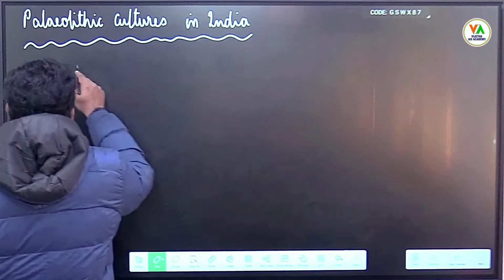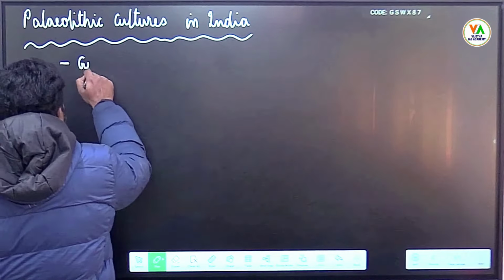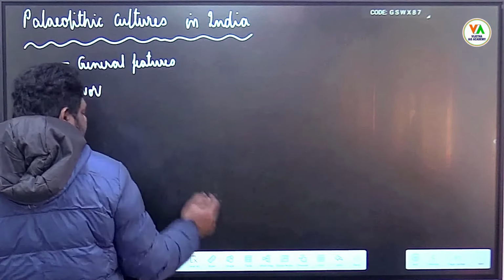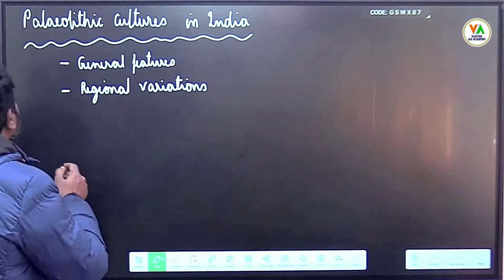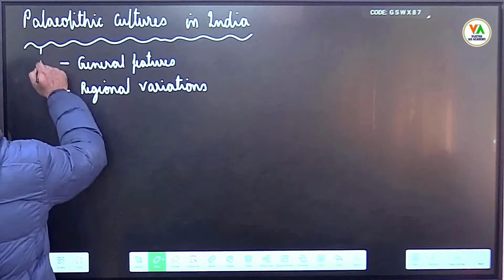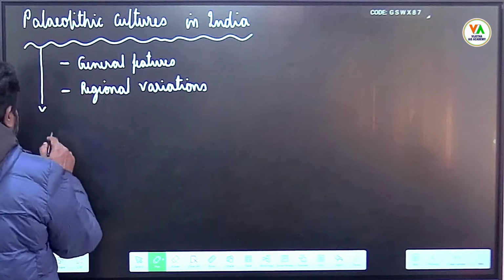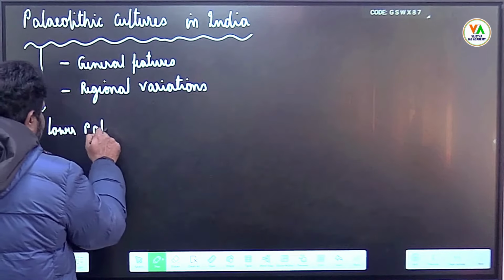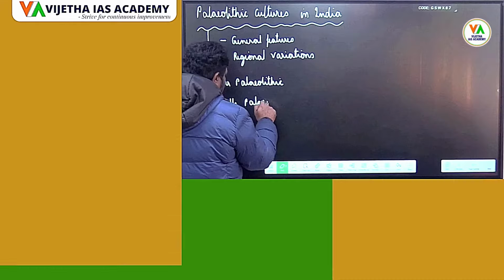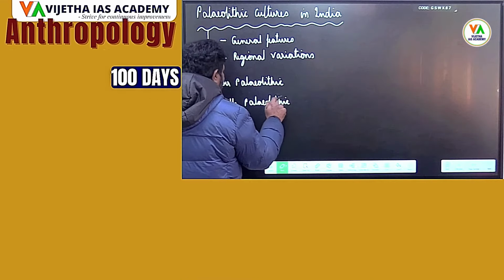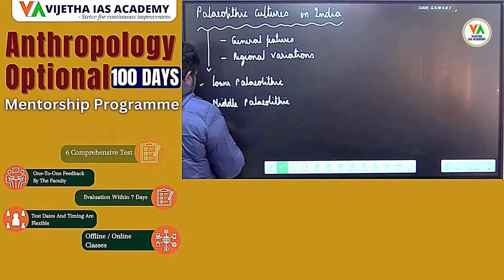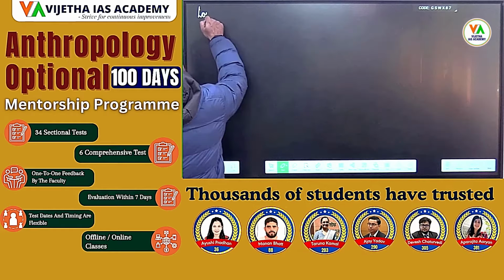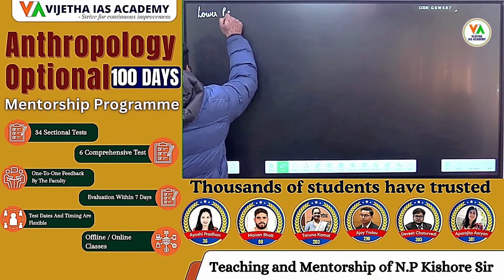In this particular topic, we will see general features and then regional variations. Wherever required, we will see regional variations. Now, these Paleolithic cultures, we know that we have Lower Paleolithic, Middle Paleolithic, and then Late or Upper Paleolithic. So, the first one is Lower Paleolithic.